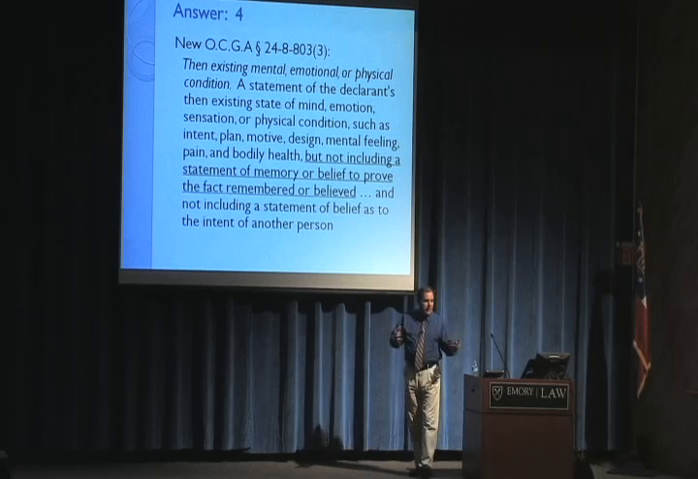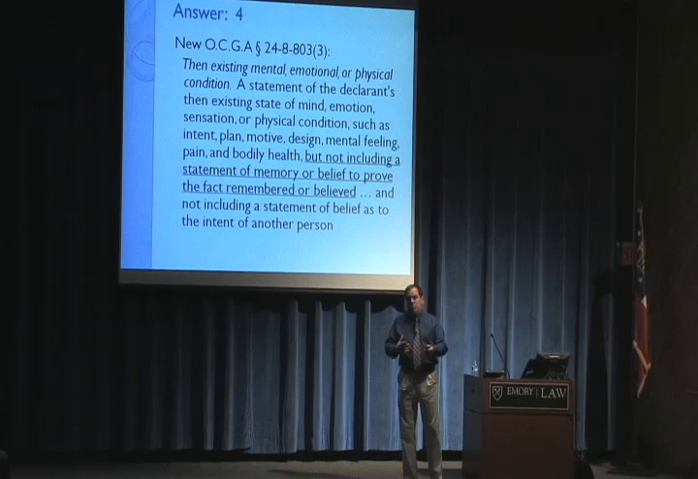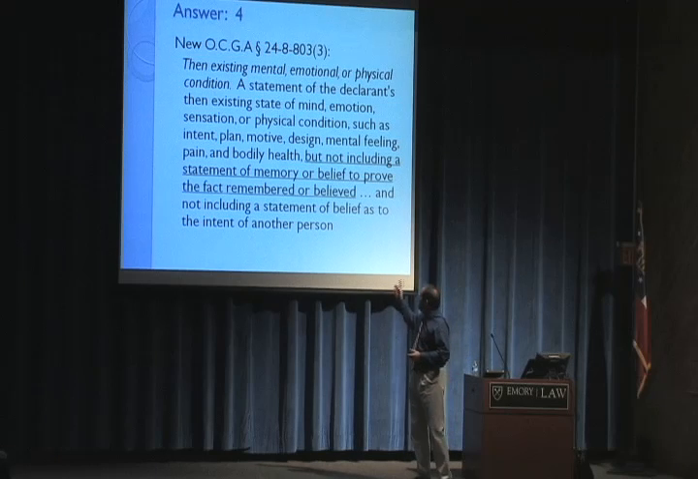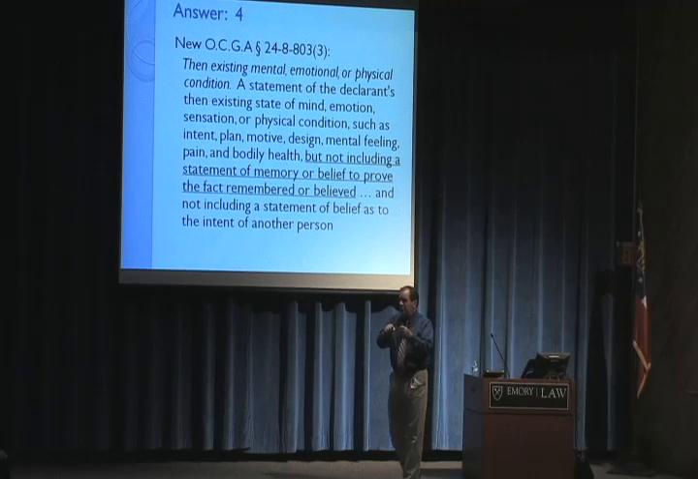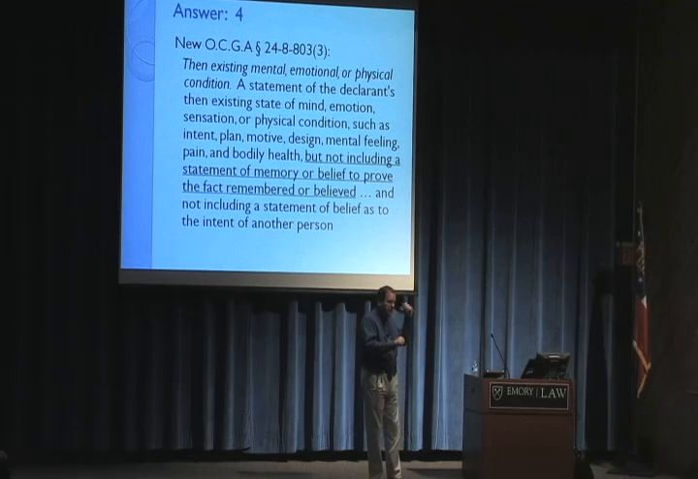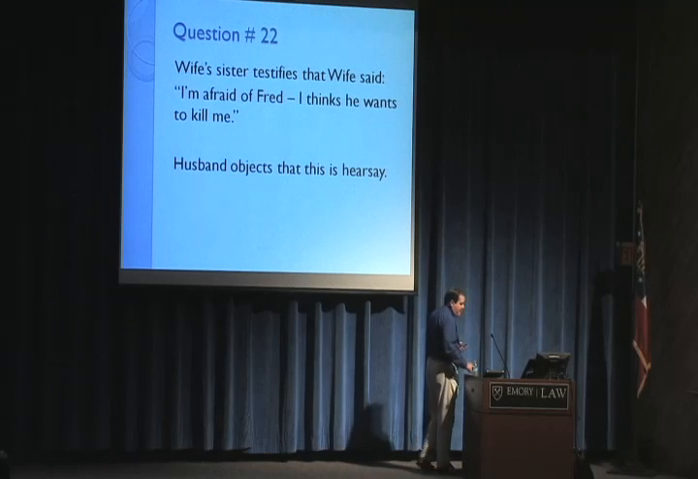So what you're going to find is the same thing that people that practice a lot in federal court find. And that is you're going to be spending a lot of time playing with this 8033 and parsing these types of statements. And the key to it is that underscored part, not including a statement of memory or belief to prove the fact remembered or believed. Those are the reins on this horse, this powerful horse. If you keep that in mind and make sure that you parse out statements that run afoul of that exclusion, then you'll control it really rather well.